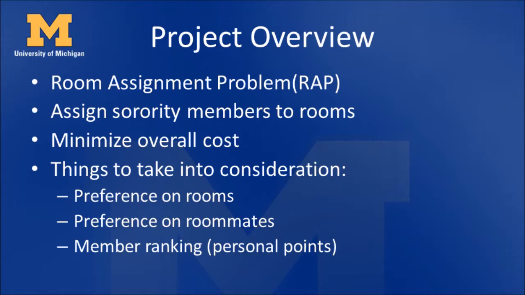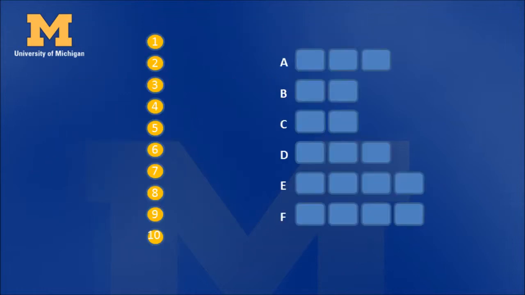Things to take into consideration include members' preference on rooms, their preference on roommates, and the ranking of the members, which is represented by personal points. The ranking is a measure when considering the priority of assigning rooms to members. The goal of our project is to find an assignment that simultaneously minimizes the cost on both room preference and roommate preference. In other words, this optimization problem is multi-objective.